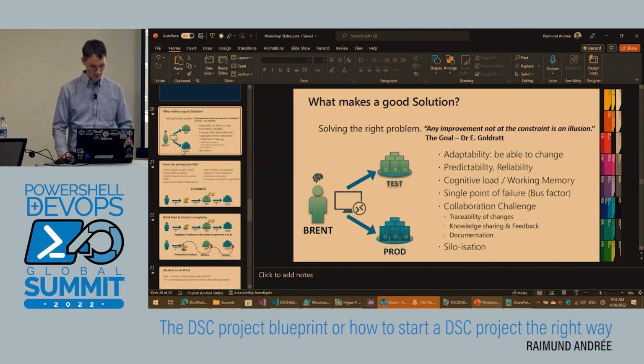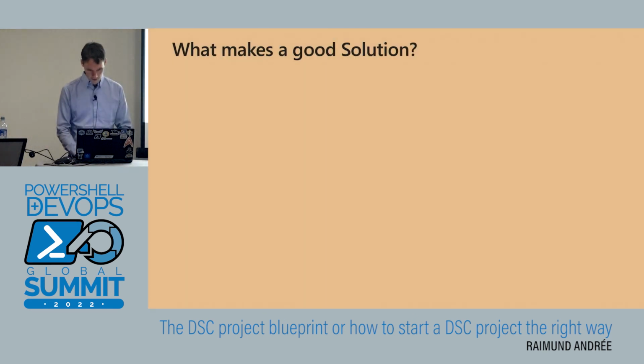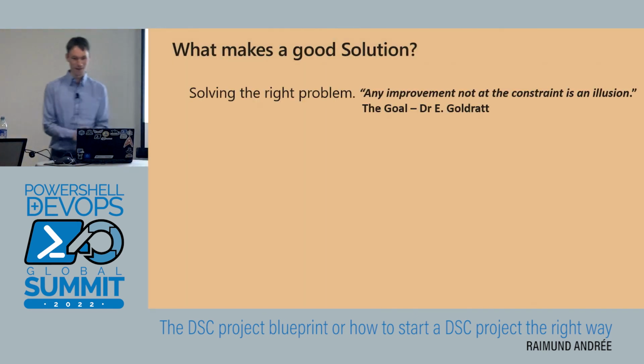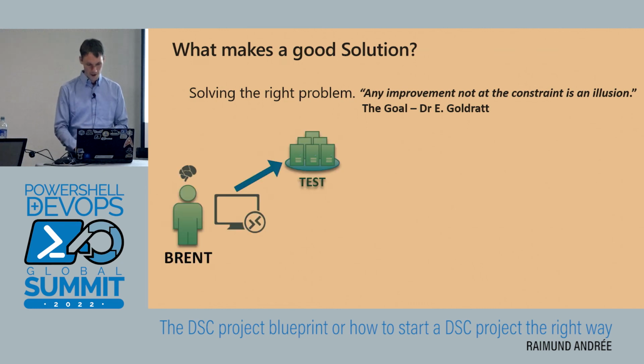And now a couple of slides that I have stolen from Gail. And one famous quote, right? Any improvement not at the constraint is an illusion. And what is the most famous constraint that we have in IT these days? I would say it's people, right? Because you have a shortage of people, you have people that have too much work, too much technology to manage. And I still haven't read The Phoenix Project.